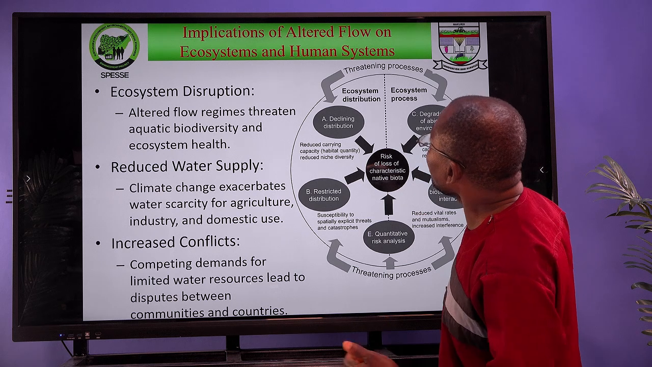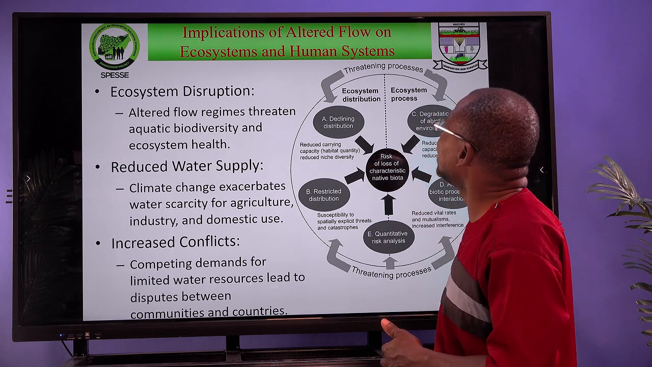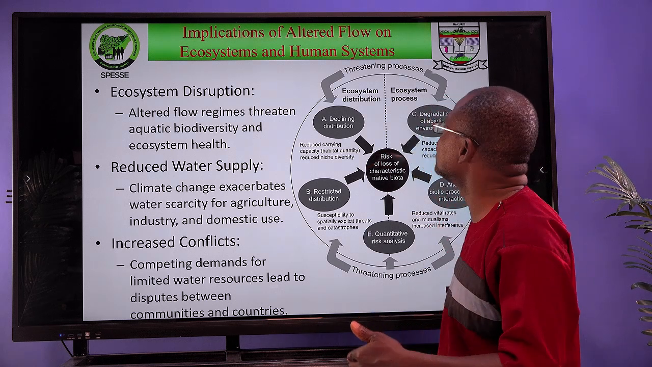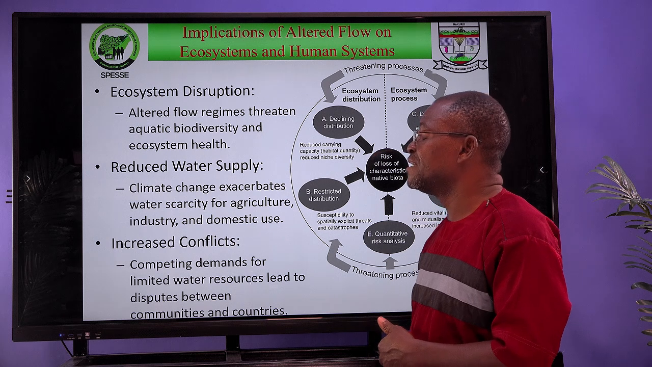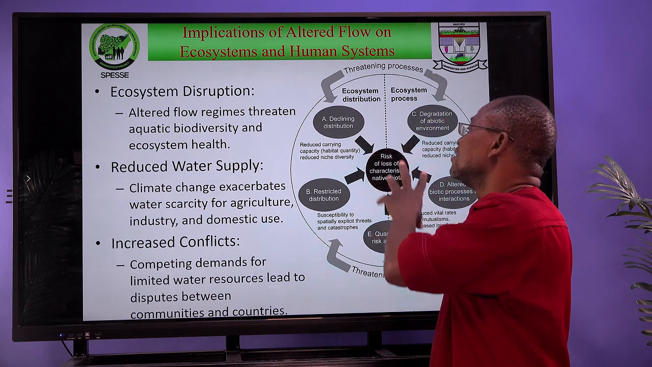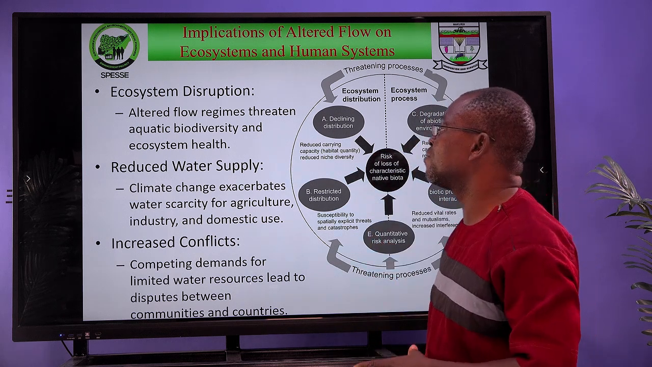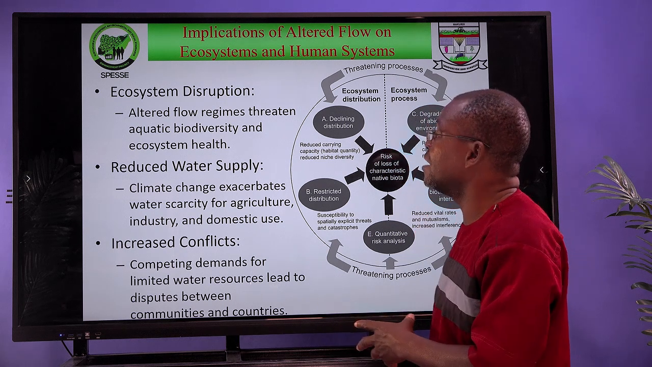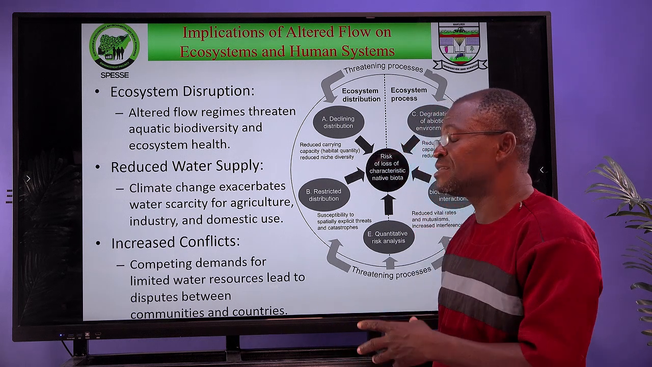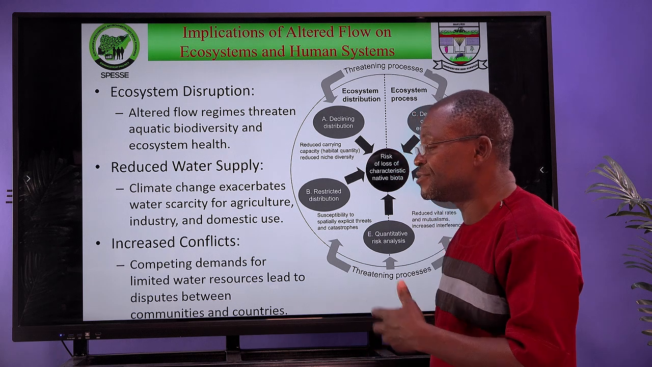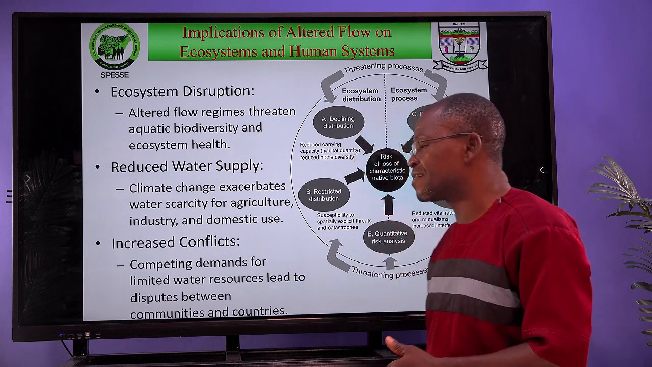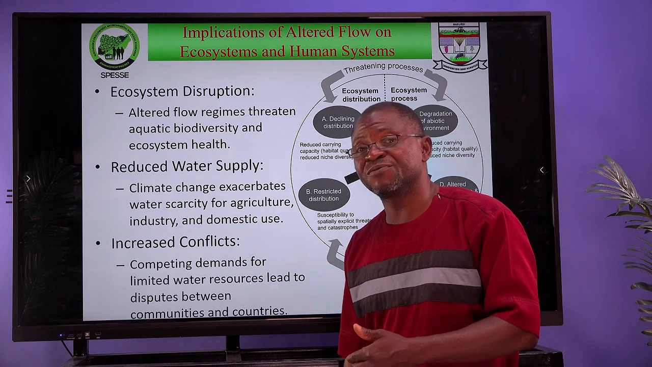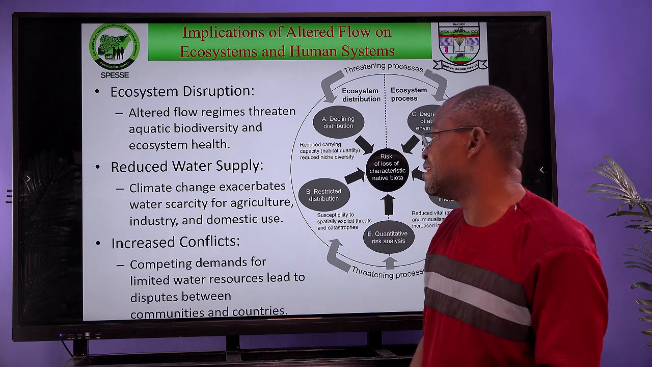So how does an altered flow affect our ecosystem and even the human system? Generally, this slide here summarizes what would happen if there is an alteration in environmental flow. So there is always an ecosystem disruption, there is reduced water supply, and then there is increased conflict because people are looking for water that is not readily available.